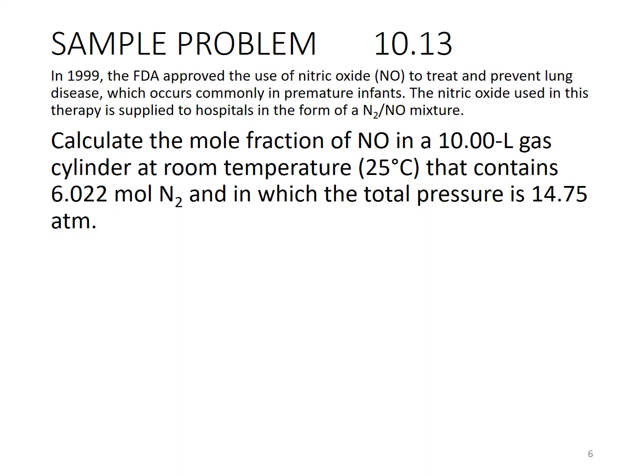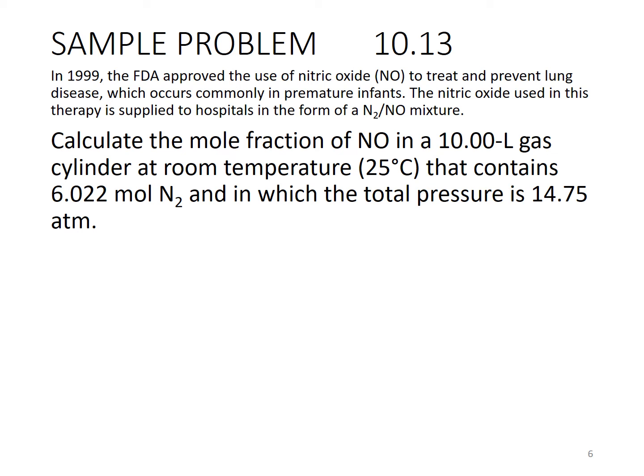All right, let's try another one of these. So in 1999, the FDA approved the use of nitric oxide to treat and prevent lung disease, which occurs commonly in premature infants. The nitric oxide used in this therapy is supplied by hospitals in the form of a nitrogen gas to nitric oxide mixture. So let's calculate the mole fraction of nitric oxide in a 10-liter gas cylinder at room temperature that contains 6.022 moles of N2, and in which the total pressure is 14.75 atmospheres.